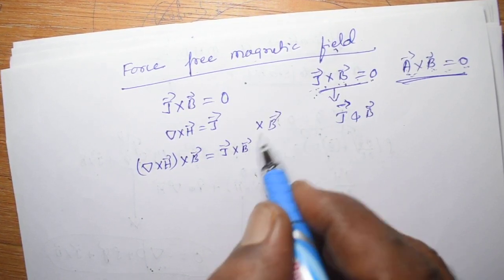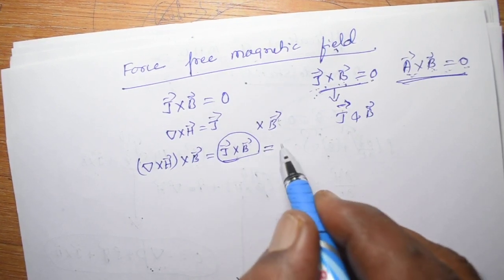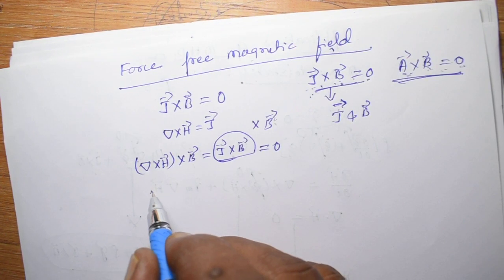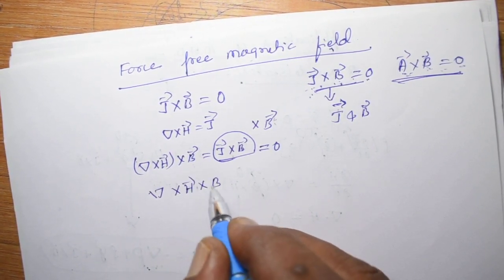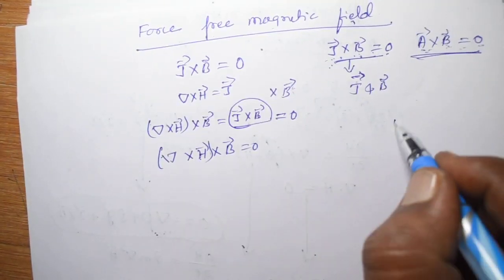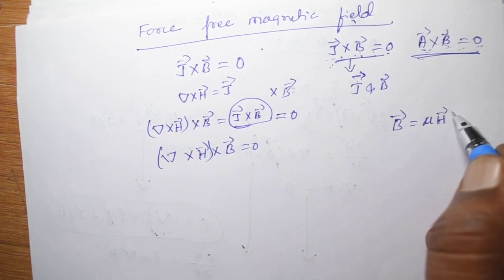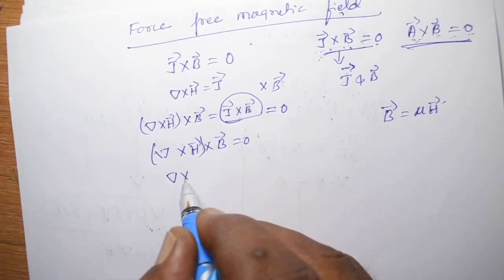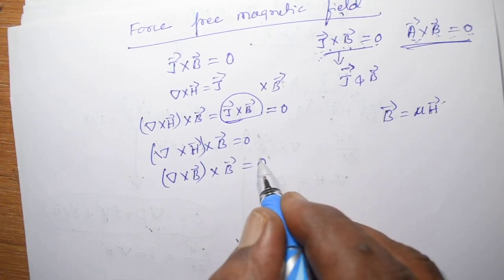I am taking the cross product with B on both sides. But this is equal to 0 by the definition of force free magnetic field. Then what you are going to get is curl of H cross B must be equal to 0. But also, you know B is equal to mu into H, so you can write this H as B. That is why curl of B cross B must be equal to 0.